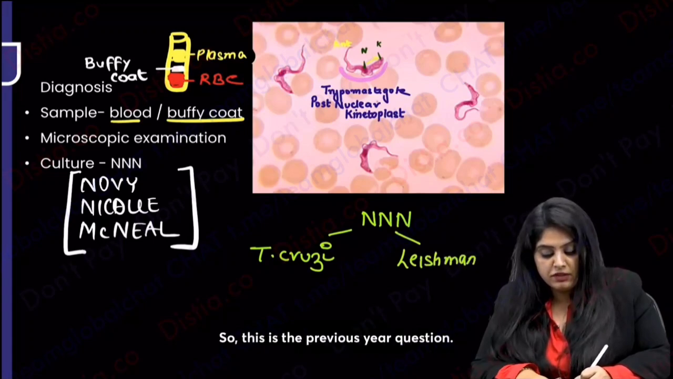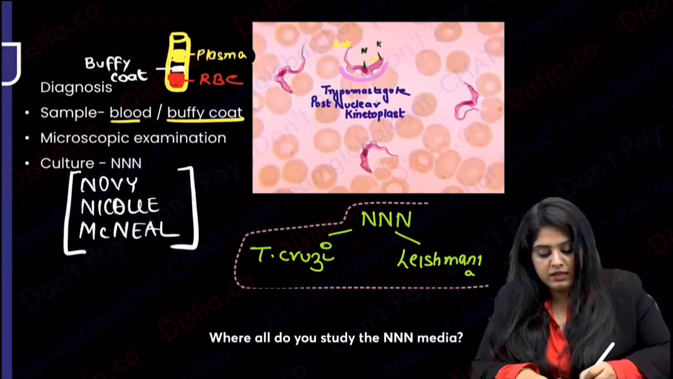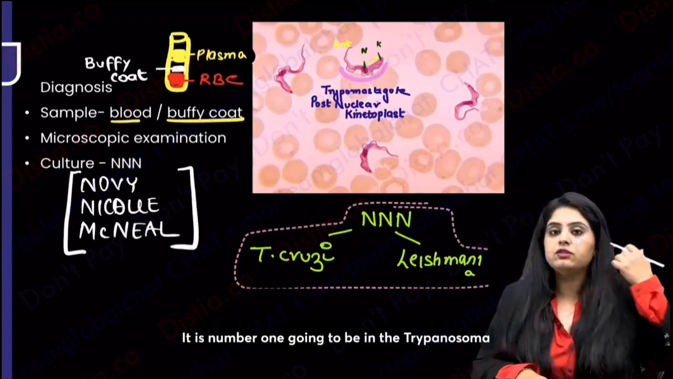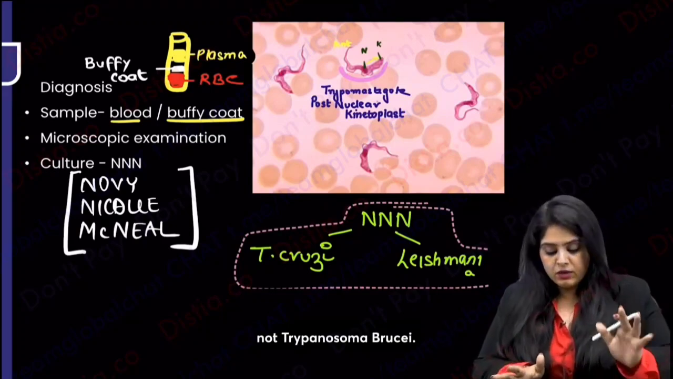So this is a previous year question. Where all do you study Trypanosoma? Where all do you study the NNN media? It is number 1 going to be in the Trypanosoma cruzi and the other one is going to be Leishmania, not Trypanosoma brucei. Okay, this is done.